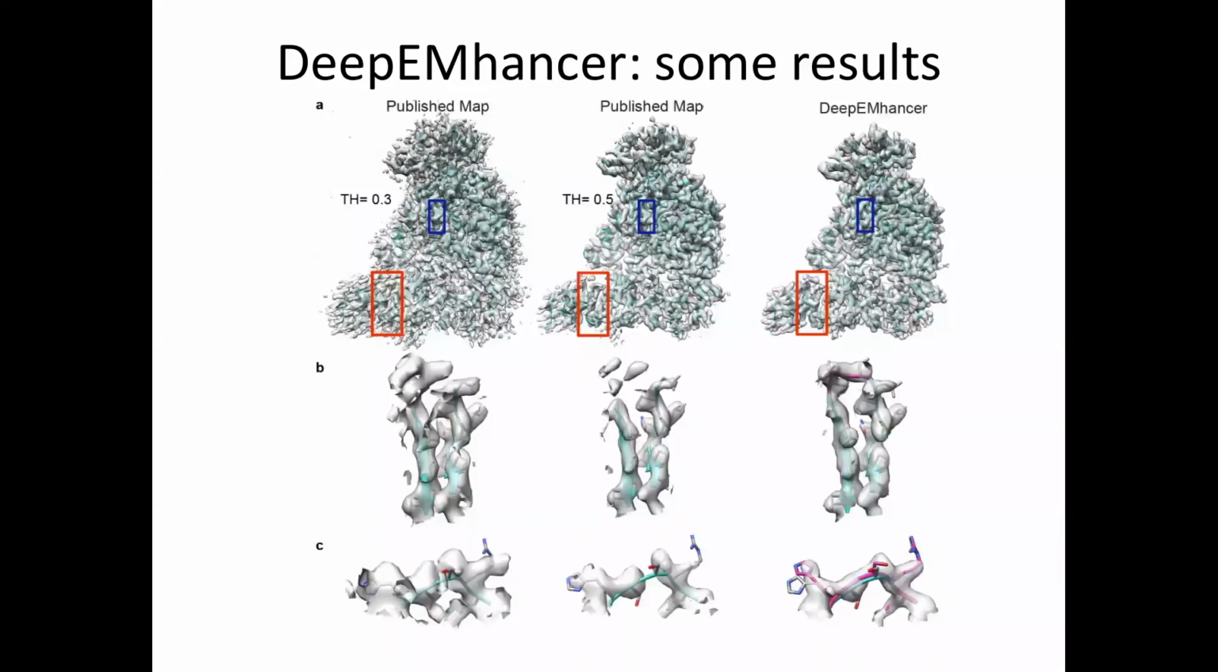And just a few other examples, just to give you an impression of which kind of things you can get. If you compare this original map with the one that can be obtained with DeepEMhancer, you can see how this distal part is much better defined than in the original map, and also some tricky parts, for instance this loop that was not originally modeled.